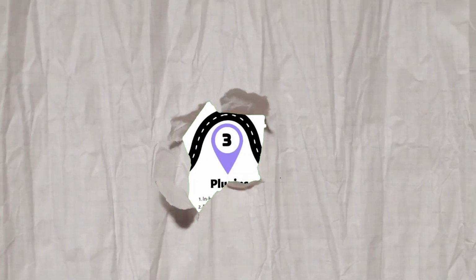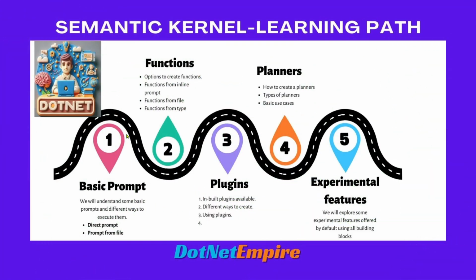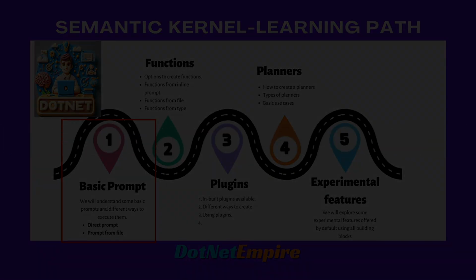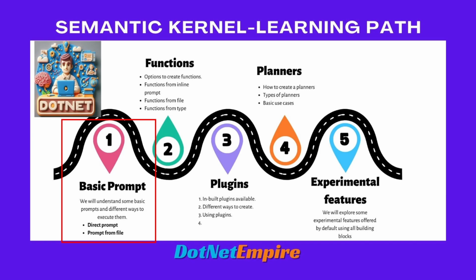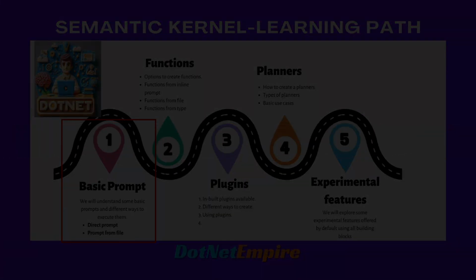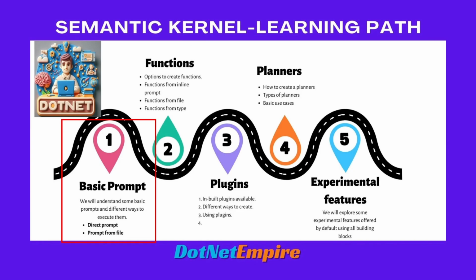In our ongoing learning path video series, we have already covered our very first building block, that is basic prompt. In that video, we covered how you can create these basic prompts within the semantic kernel and use them in different ways. So it really depends on the requirement that you are supposed to do. Along with that, we have seen the streaming mechanism offered by OpenAI within the semantic kernel. By using that, how you can improve your user experience.